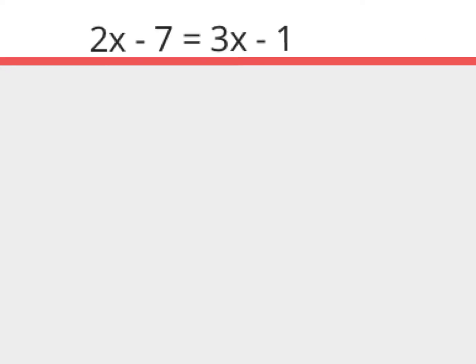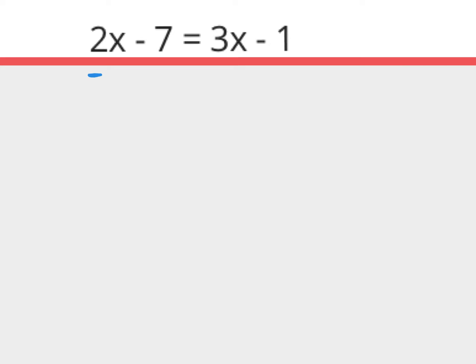We want to solve this equation. What's the goal? To get x by itself on one side. Where is your x at? Is it on the left side of the equal sign or the right side? It's on both sides. You've got x's on the left and on the right. You don't want it on both sides. You only want it on one side. So let's get rid of one of them. Which one do you want to get rid of? The 2x or the 3x? Doesn't even matter. Okay, let's go with 2x.